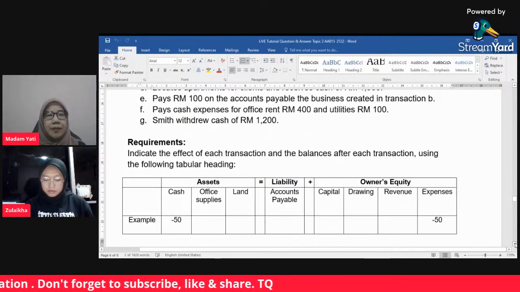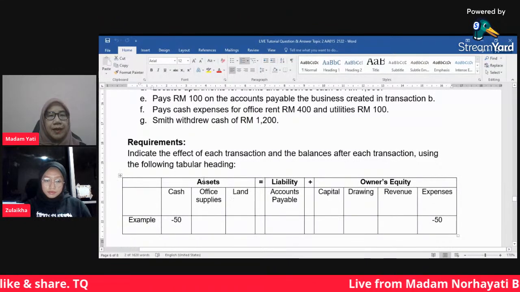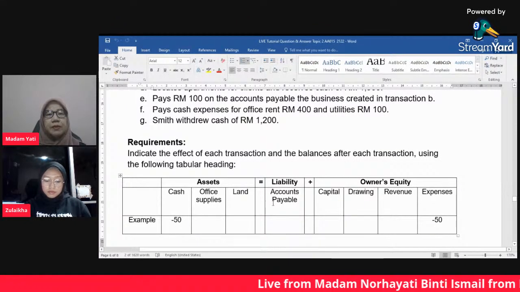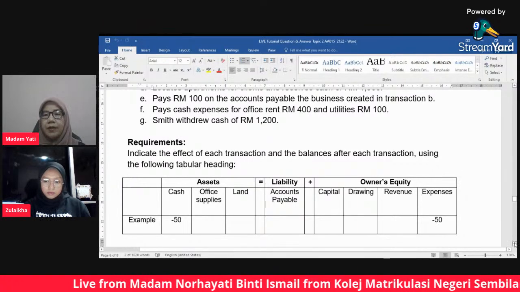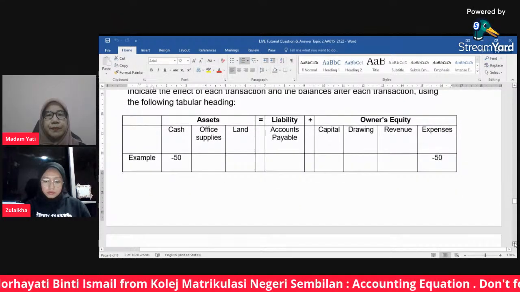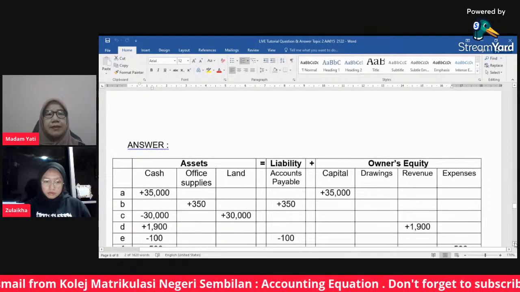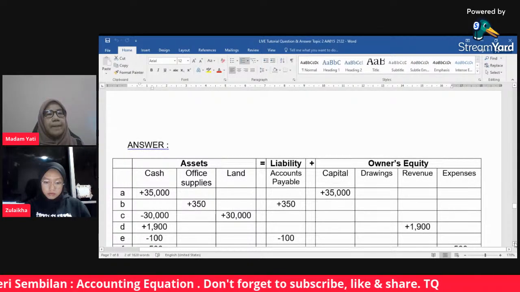So we look at the answer based on question 4. Okay, the example dia dah bagi, kalau cash decrease in the left side, this one we call left side ya, equals to the right side less owner's equity. Okay, we look at the answer for question 4. Okay, this is the answer. Okay, cuba tengok question dia. Nah, yang pertama tadi apa?